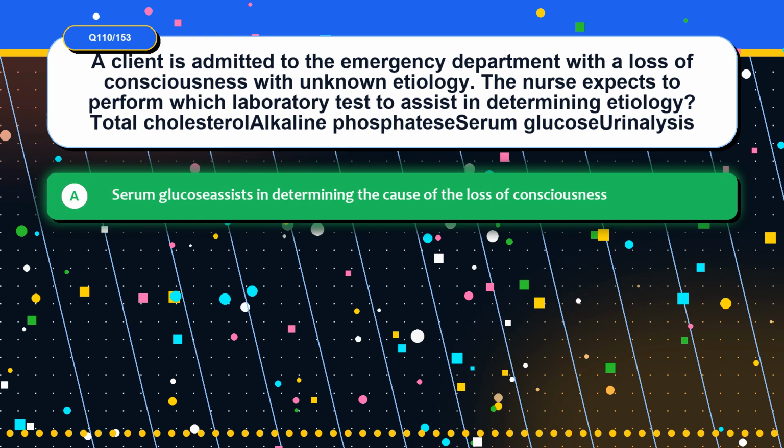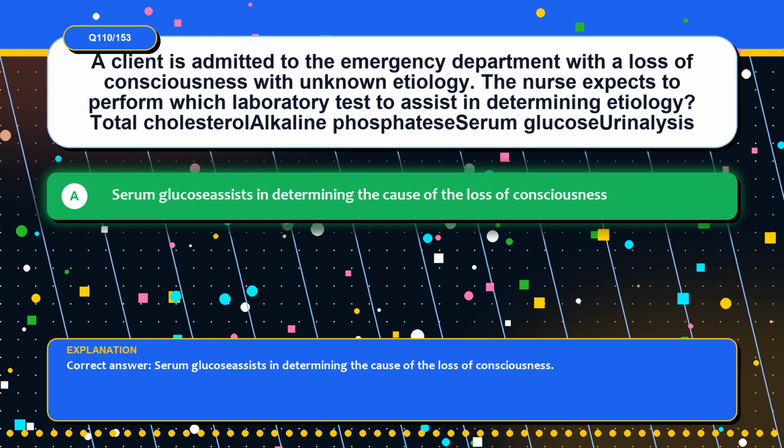The correct answer is option A. Serum glucose in determining the cause of the loss of consciousness.